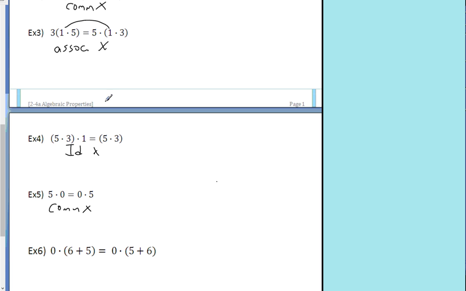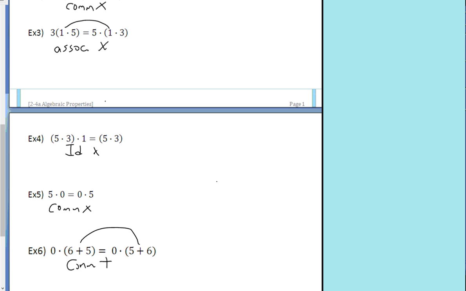And our final one, 0 times (6 plus 5) is equal to 0 times (5 plus 6). Well, the zeros don't go away. That doesn't help me. The zeros are both first. That doesn't help me. The only thing that's changing is the stuff in the parentheses. 6 plus 5 and 5 plus 6. What do we do? We flip the order of the addition. How many things are we adding? Just 2. We flip the order of adding 2 things. It's commutative property once again. The zeros didn't make a difference. Commutative property of addition. And there you have it, the properties.